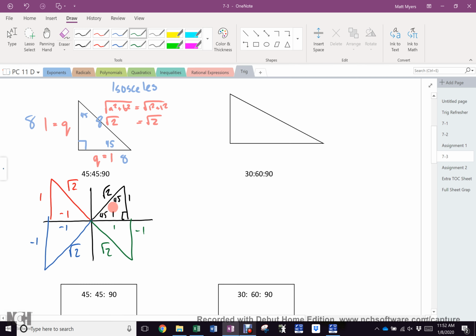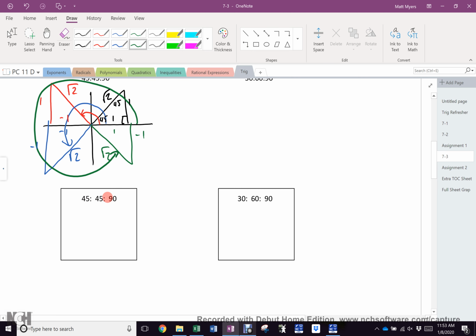45 sine is 1 over root 2. 45 cos is 1 over root 2. What's this angle? 135. So do you now automatically know the cosine, sine, and tan of 135? Because you've got all 3 of them right there, because it always works. And then, of course, you automatically know this one. What's that? 225. And you know this one. What's that? 315. Right? Everybody cool?